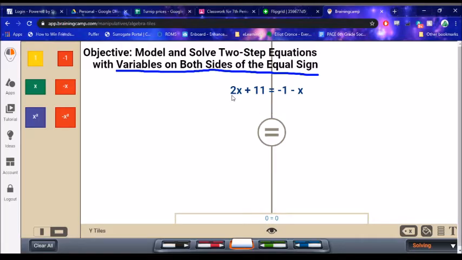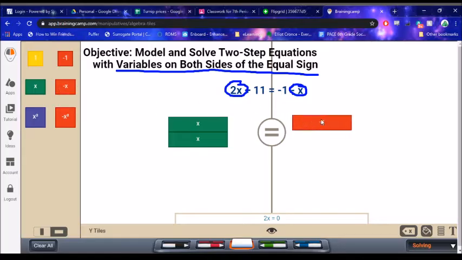So we're going to try to model this using algebra tiles. I said try, we're actually not just going to try, we're going to do it. So the first thing we're going to put on the mat is 2x. We have 2x on the left and negative 1x on the right. Remember that if you don't see a number in front of x, it's implied that there is a 1 there. So here's our 2x represented by two long green bars. And here is our negative x represented by one long red bar.